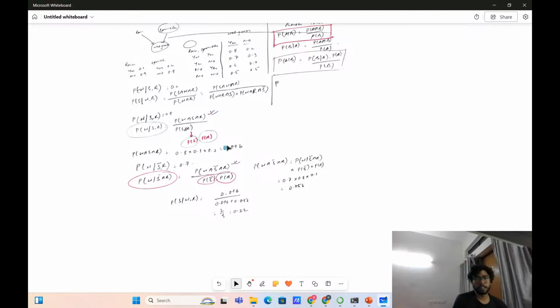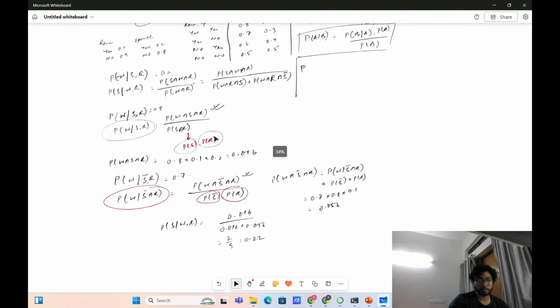I'll think of some easier way. But the main idea here is that if you want S given W and R, you have to express it in terms of the other way, so that you get the easier thing. So W given S and R is easier to calculate. So you want to express this term in terms of W given S and R. That is how you do it.